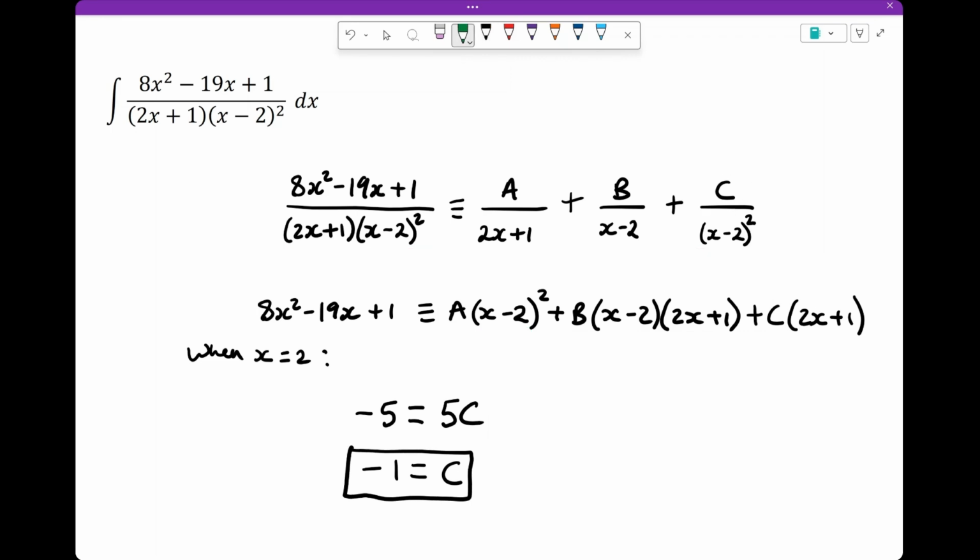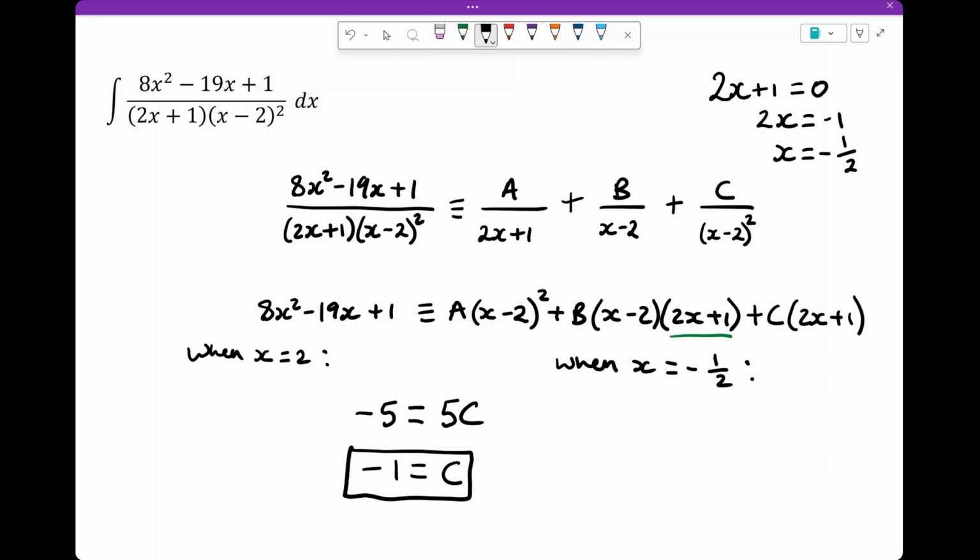Now let's consider which other x value we could substitute in to turn one of our brackets into 0. So the other bracket we have on the right-hand side is the 2x plus 1. So if I set the 2x plus 1 equal to 0 and rearrange to find x, we get 2x is equal to negative 1 and x is equal to negative a half. Therefore, when I substitute negative a half into 2x plus 1, we will get 0. So I'm going to consider when x is equal to negative a half.